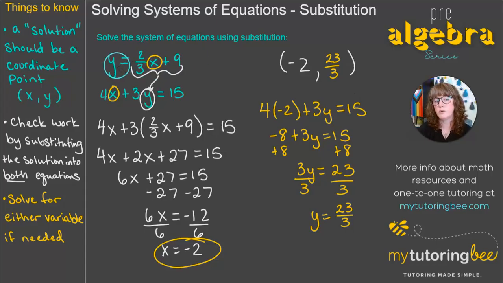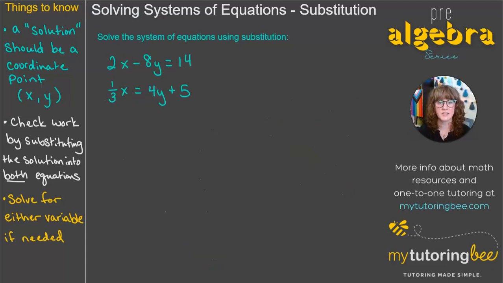If we were to graph both of these equations, we probably could have graphed each line with no problem, but because this y portion of the solution isn't an integer, it might be really hard to tell exactly where those two lines line up on a graph. So substitution is a great way to solve a system when the solution isn't perfect integers.